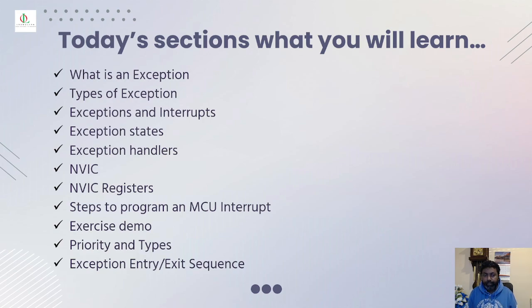And then what is an NVIC, nested vectored interrupt controller. And we're going to learn about the NVIC registers, where they are used. And then we're going to learn about the steps to program the microcontroller interrupt unit. And then there is an exercise to show all this in a demo, and then we're going to learn about the different priority levels and the different types of priorities. And then we'll end up learning with the exception entry sequence and the exit sequence. So we're going to learn all of this in today's section.